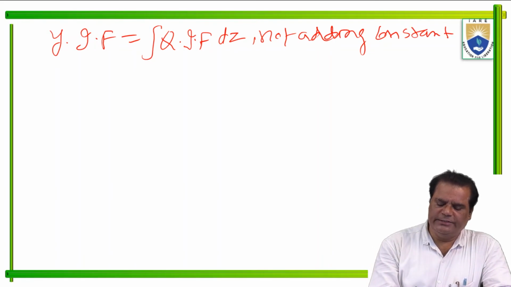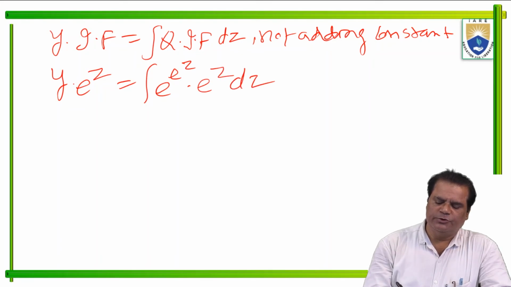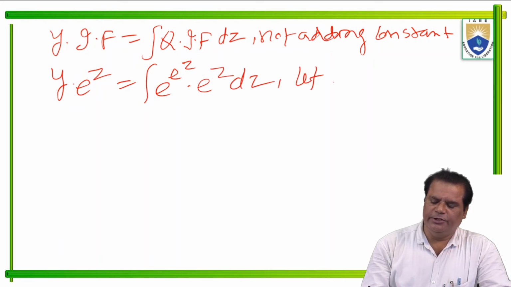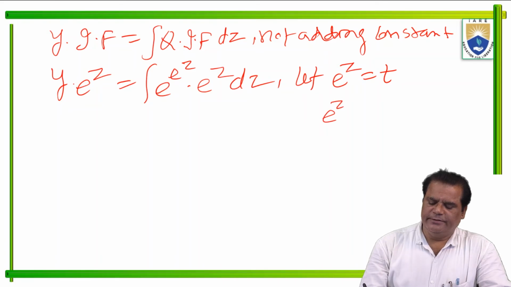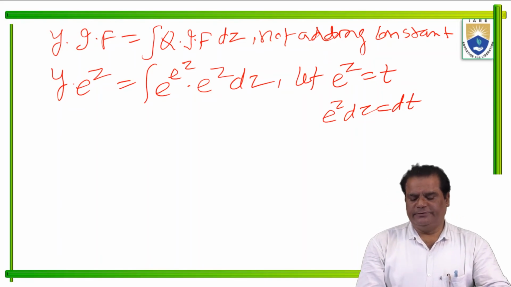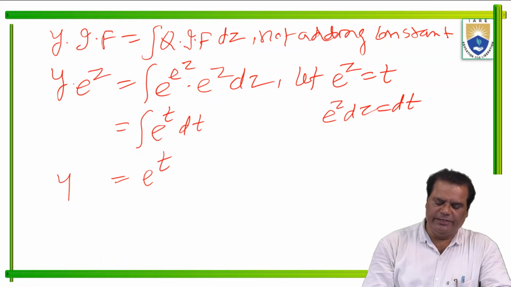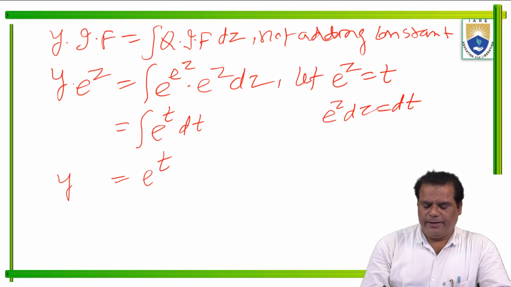So here y is equal to integrating factor IF e^z times the integration of q e^z, e^z dz. Now solving this, let e^z be t. So e^z dz is equal to dt. So this equals the integral of e^t dt, and the result is e^t, and y is equal to that, with no constant added here.